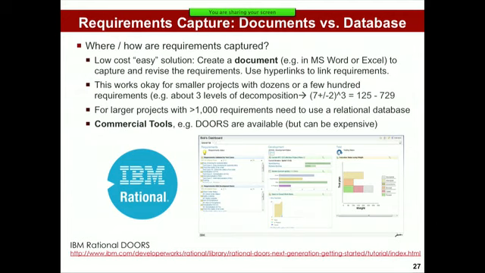Here's a question that I often get asked. Well, okay, so we write these requirements, you guys write them on paper or your tablet, but how do these requirements actually get recorded and managed? So I would say there's the low cost, and then there's the professional version of doing this. The easy way to do it is you just capture them in a document. So that means Microsoft Word, Excel, Google Docs, just a well-written, organized document. And then you capture and revise your requirements.